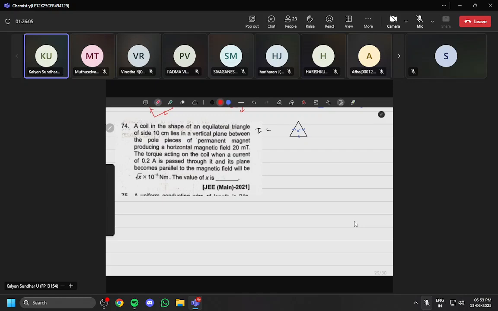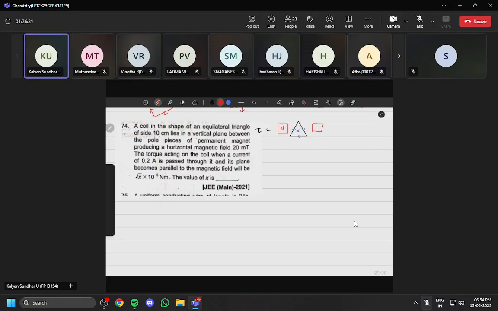Now where is your magnetic field? It's in a vertical plane between the pole pieces of a permanent magnet. The permanent magnet will be like this, right? North pole and south pole. So from north pole to south pole the magnetic field lines keep going. It is in a vertical plane between them. What is a vertical plane?